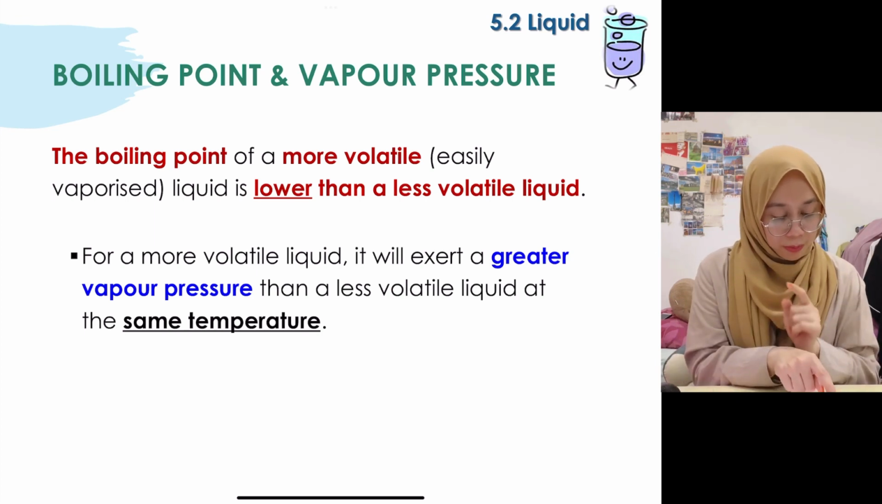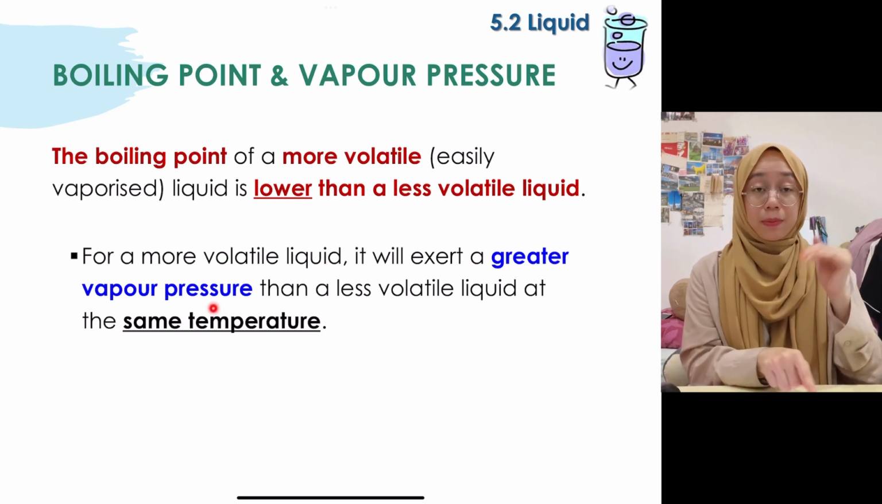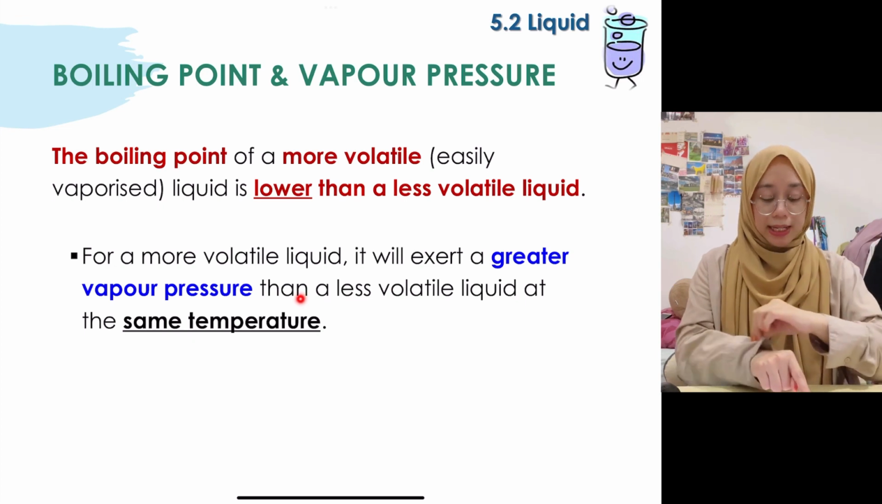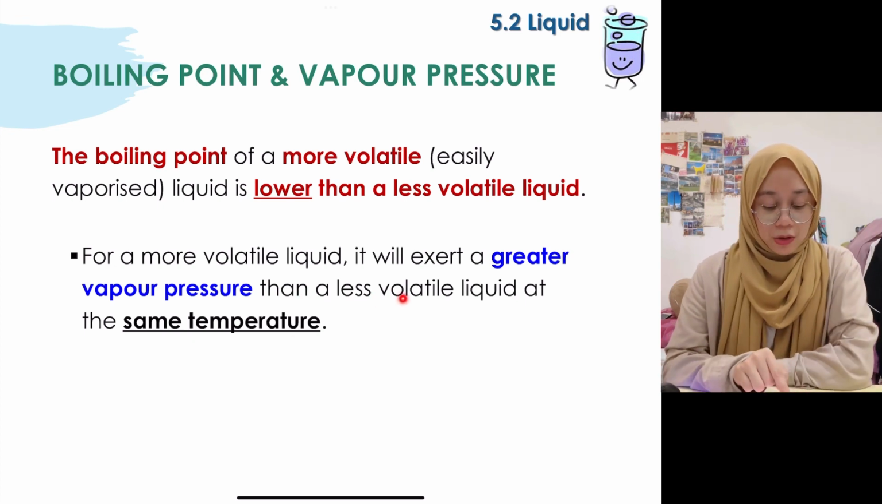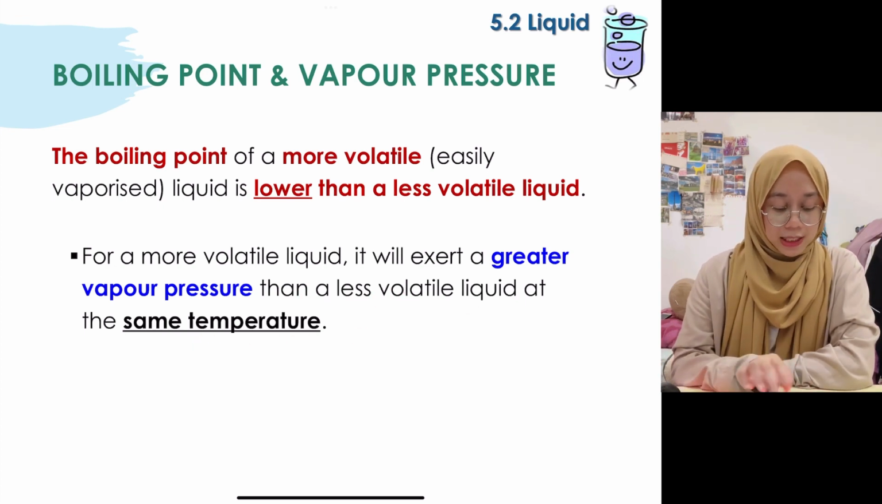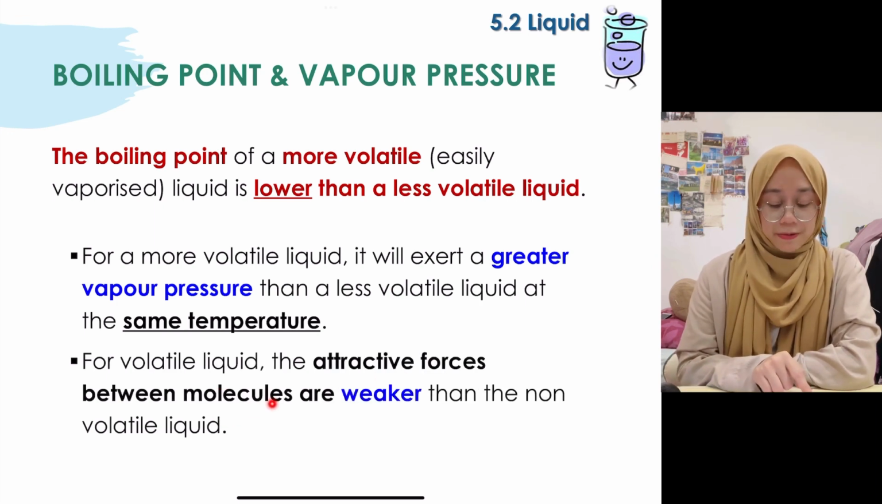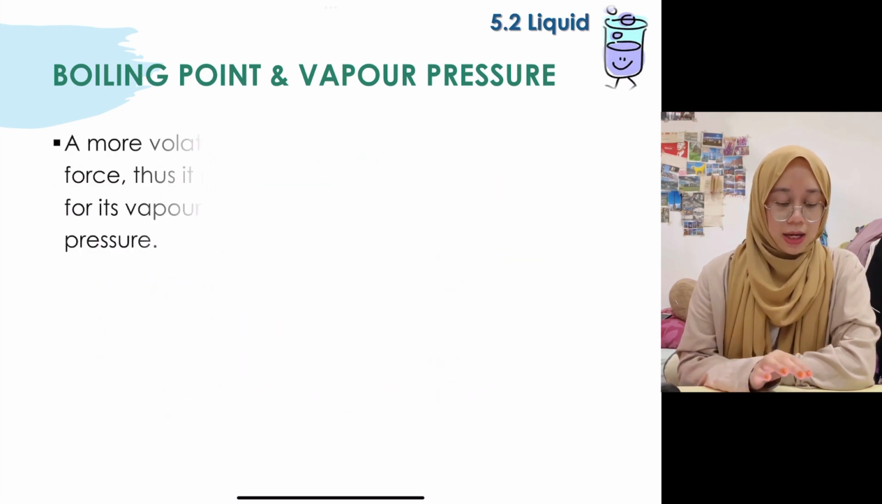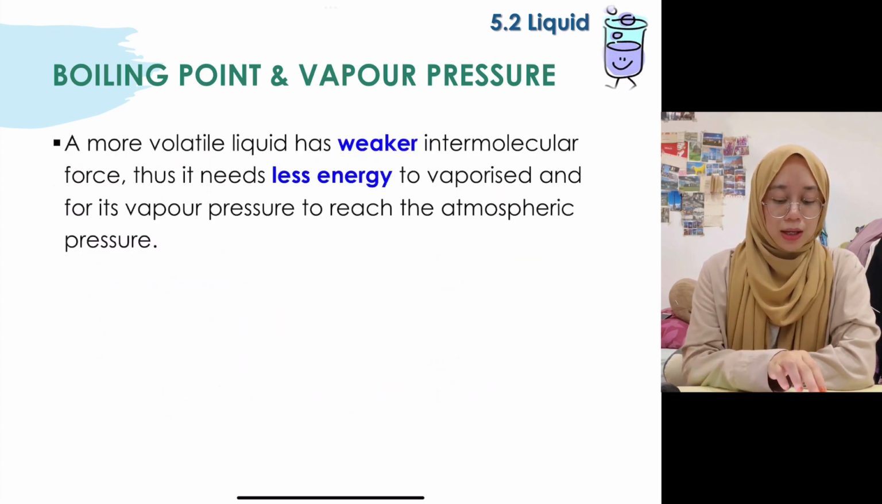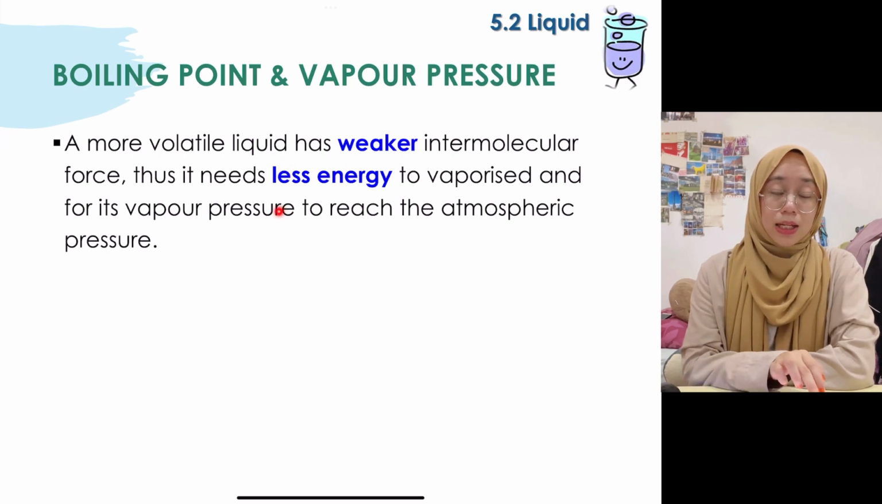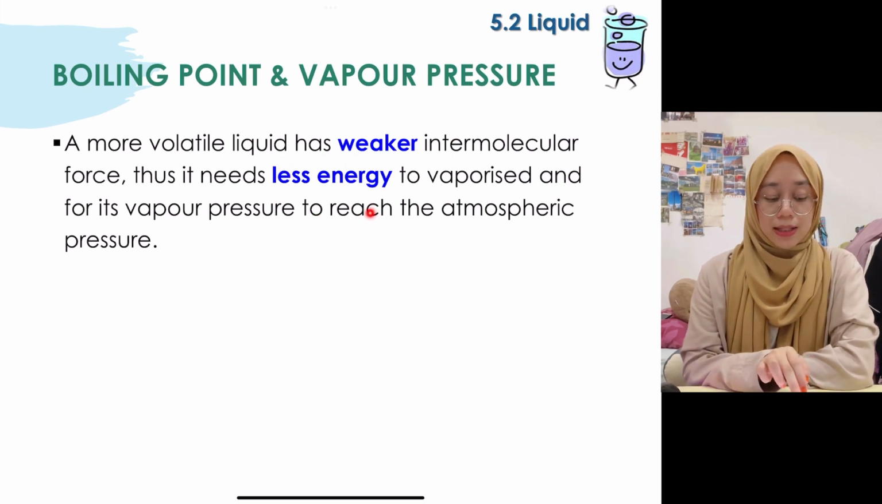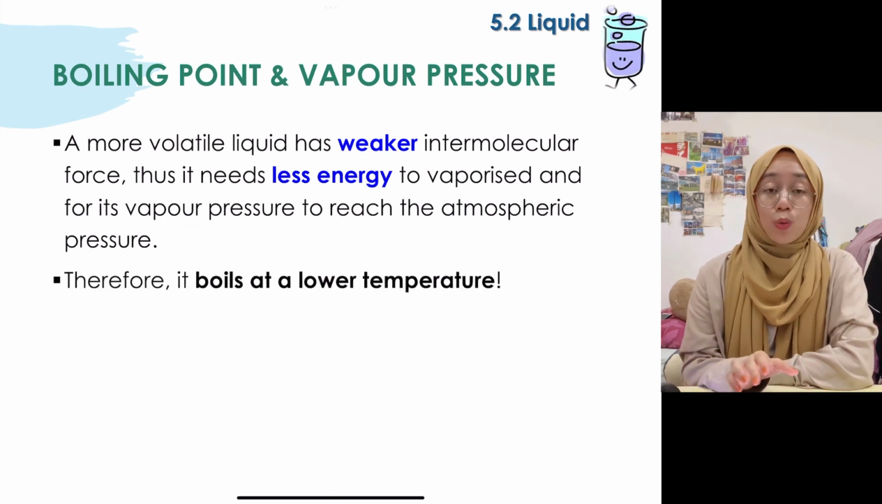So for a more volatile liquid, it will exert a greater vapor pressure. Vapor pressure untuk volatile liquid dia lagi tinggi, compared to a less volatile liquid at the same temperature. Okay, therefore kita boleh cakap yang attractive forces ataupun IM tadi lemah dan the non-volatile liquid. So that is why a more volatile liquid, dia ada weaker intermolecular forces ni tadi, it needs less energy to vaporize. Okay, so for the vapor pressure to reach the atmospheric pressure, it boils at a lower temperature.